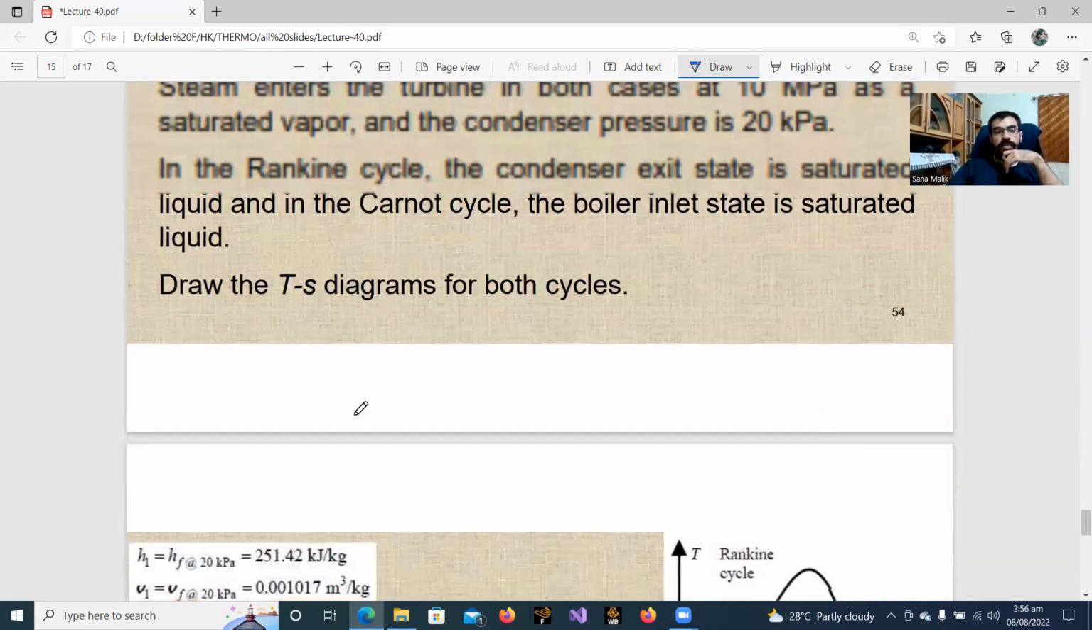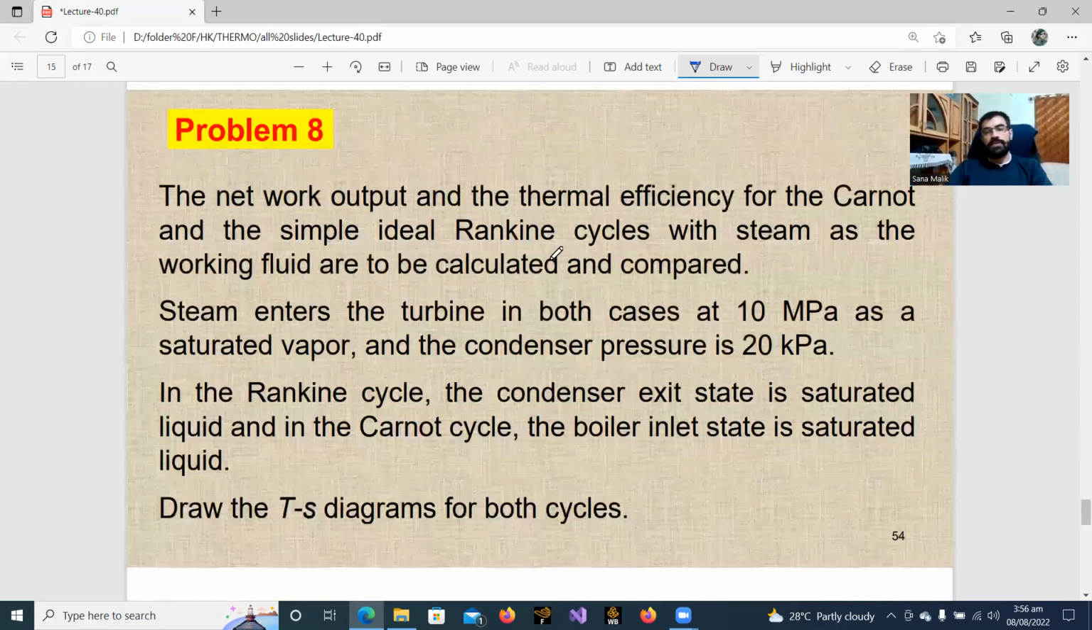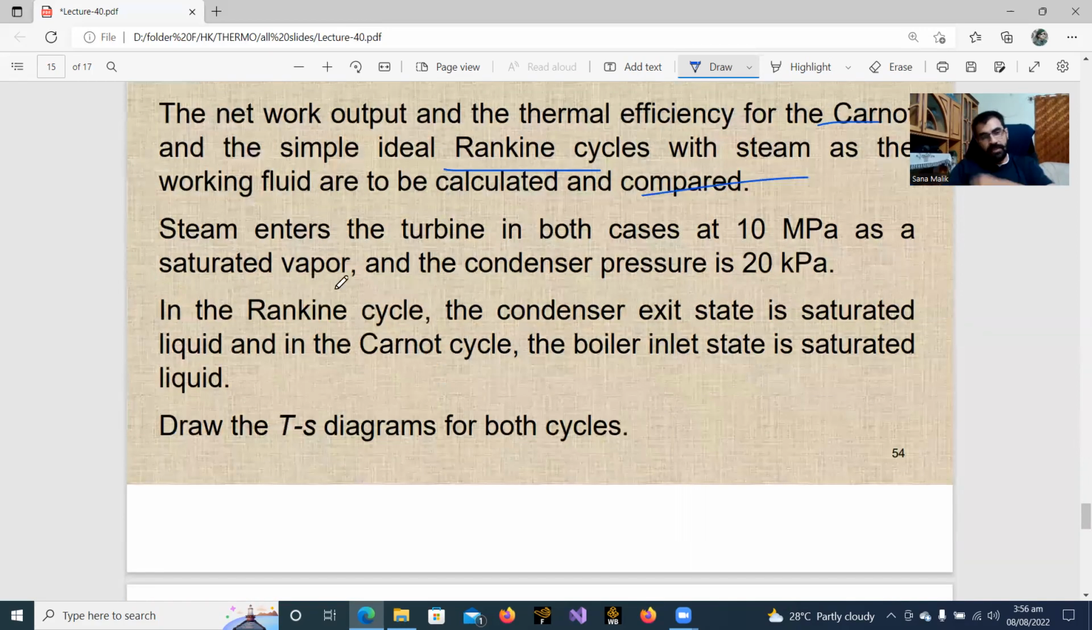So this is another problem, saying the net work output and the thermal efficiency of the components in a simple ideal Rankine cycle are to be calculated and compared. Steam enters the turbine at 10 megapascal in both cases. So the higher pressure is given and the condenser pressure is also given. In the Rankine cycle, the condenser exit state is saturated liquid.